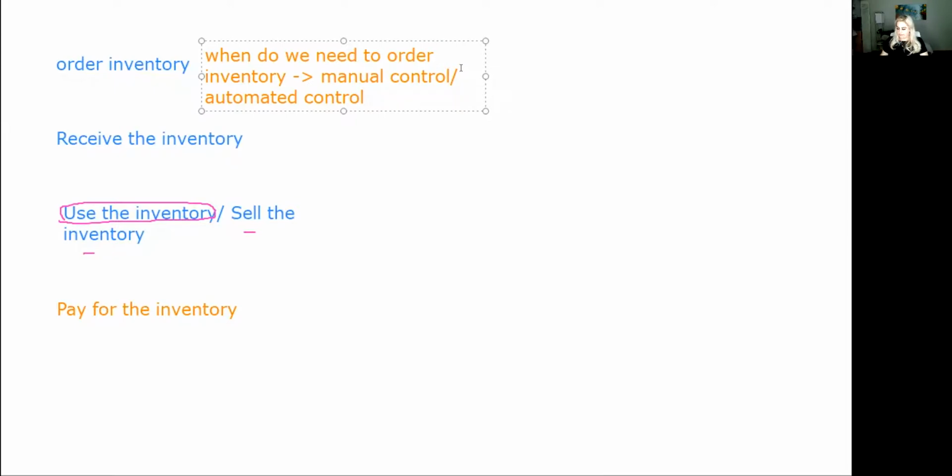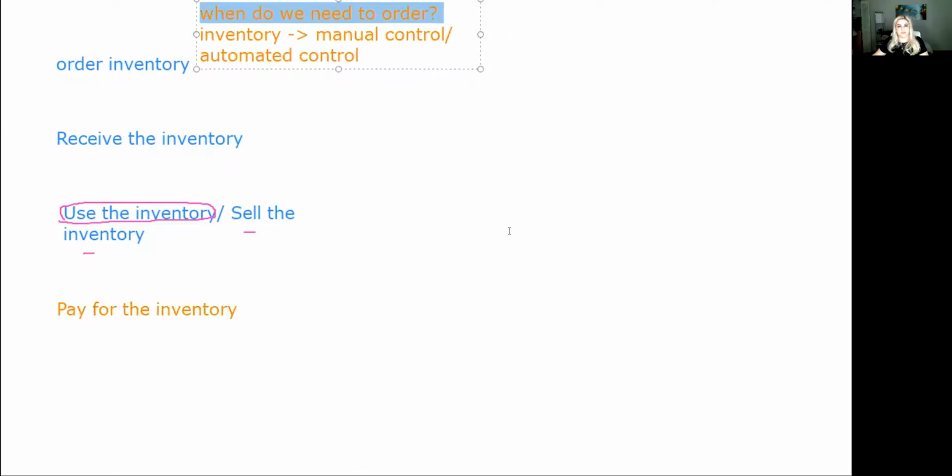So the reason why we would want a control here in the when do we need to order step is because we want to be sure that we're not overstocking on inventory. Because as you folks know, that you were taught in module 1, the longer we hold on to inventory, the more it costs us, right? So what we want to do is turn over our inventory as fast as possible. Okay, folks? So the first question is going to be, when do we order inventory? So we're going to have a control for that.